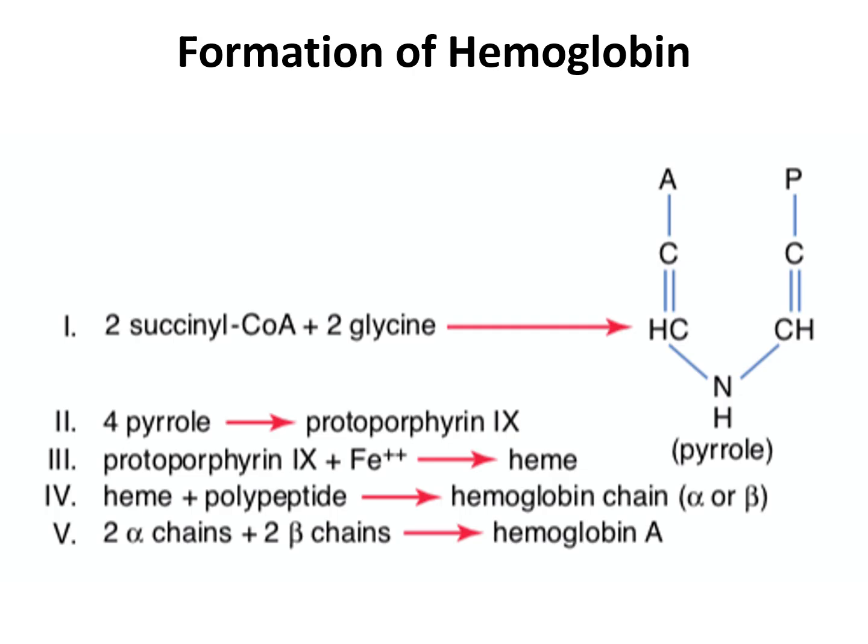And then heme combines with the polypeptide to form the hemoglobin chain. And then 4 of these chains bind together to form hemoglobin. And as I said, there are different chains. In human beings, alpha and beta are the main units.